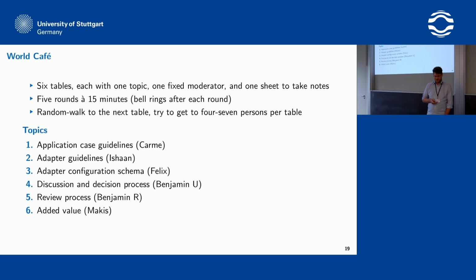Okay, so just to remind you, these are the 6 topics. I think the first 2 are pretty obvious. This is the application case guidelines. So really the points that we have written down. Do you agree with these points? Should we add more? Should we remove something? This will be Kame. Then the same for the adapters will be Ishan. Then this specific point of the adapter, this adapter configuration schema, this will be Felix.